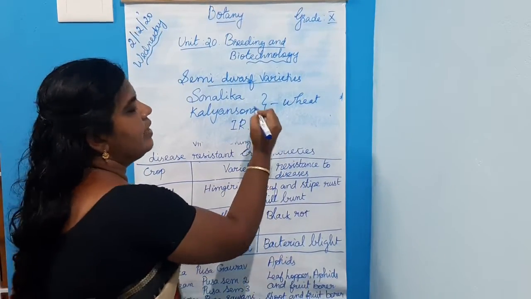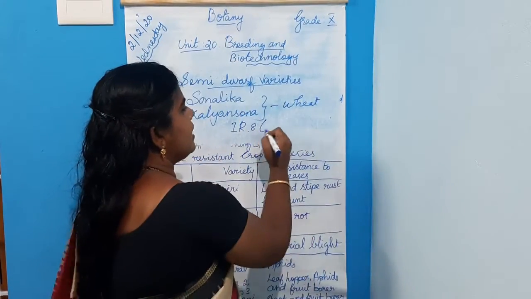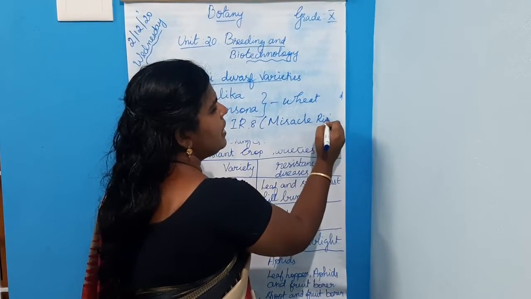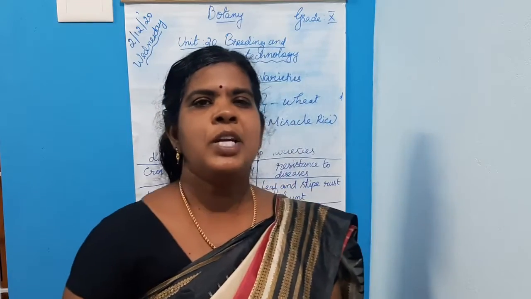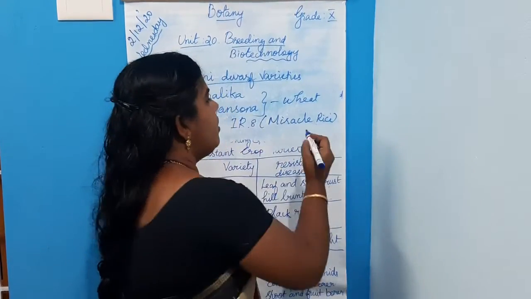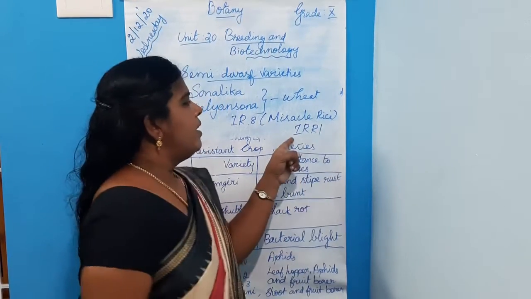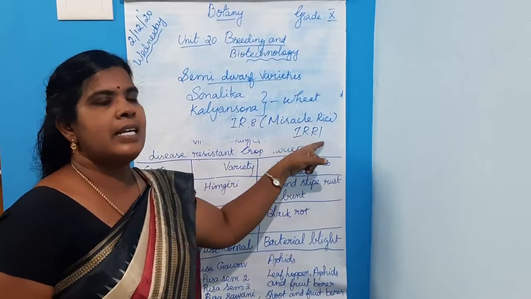We used to say IR8, isn't it? This IR8 is also called miracle rice. It is a high yielding semi-dwarf rice variety developed by IRRI. What is IRRI? International Rice Research Institute.